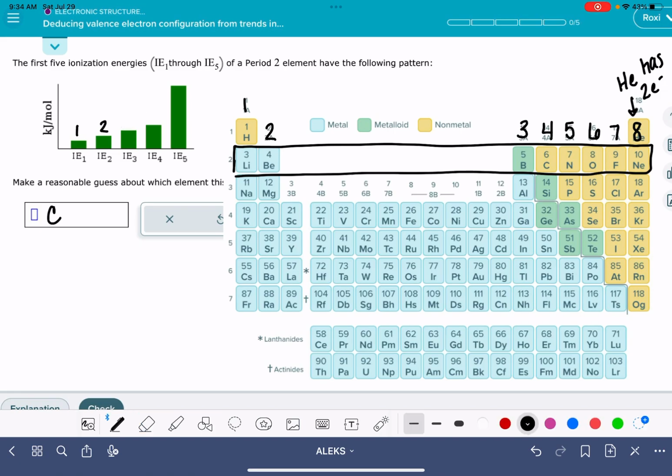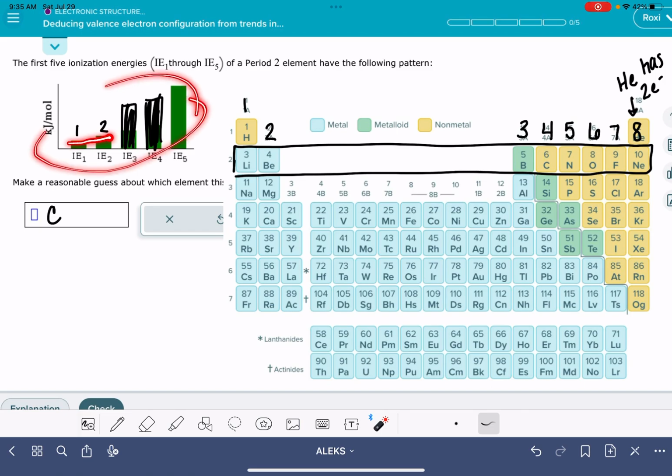Let's just pretend like, what if you had data that looked like this instead? So you're again going to count the number of data points that you have that are relatively low. For this data, there would be 2 data points that are relatively low, which means that this element has 2 valence electrons, which would make it beryllium, Be.